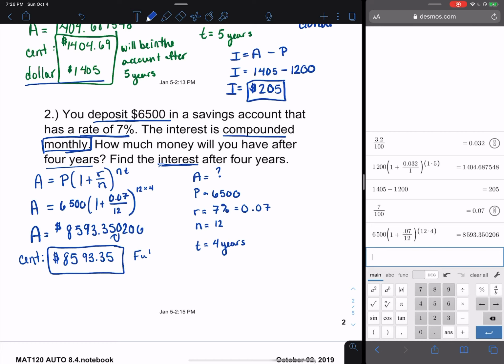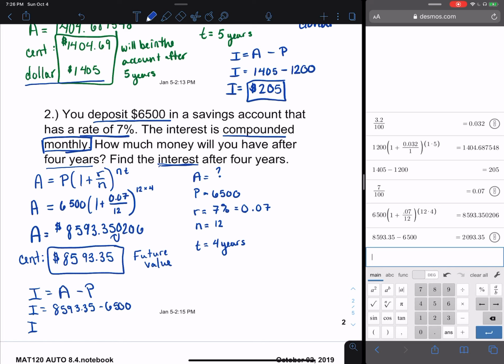When I'm trying to find the interest, remember the interest is the future value minus the principal. So we just calculated the future value, and I need to subtract out that principal of $6,500. So if I do that, I'll have $8,593.35 minus $6,500, which tells me that the interest was $2,093.35.